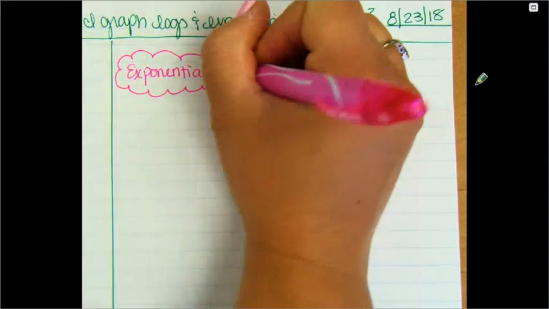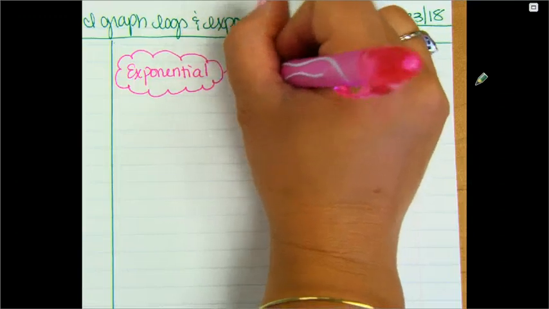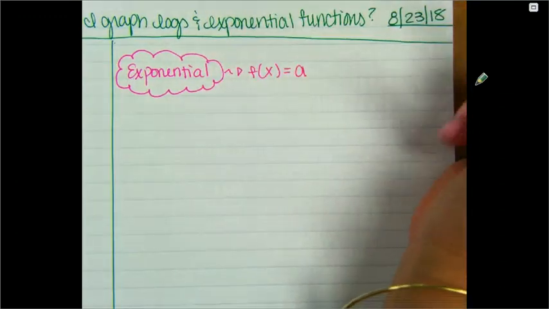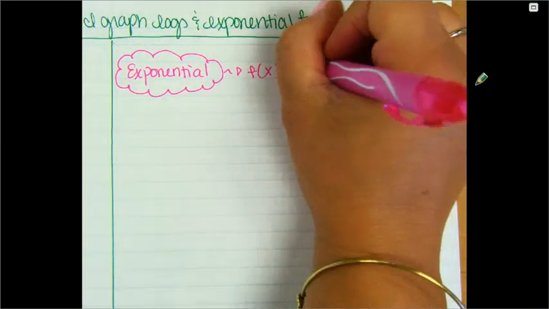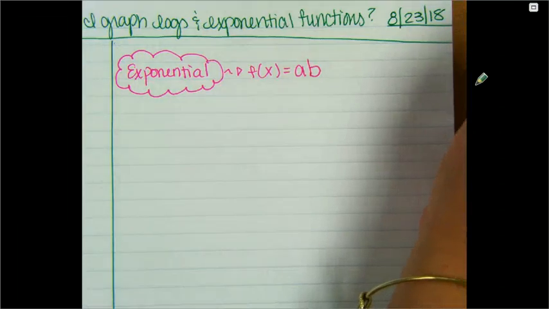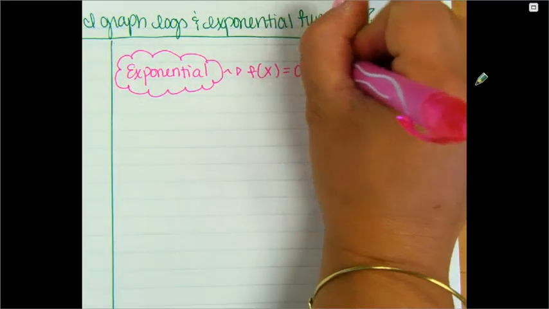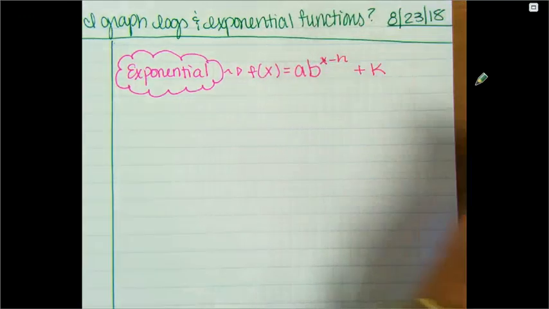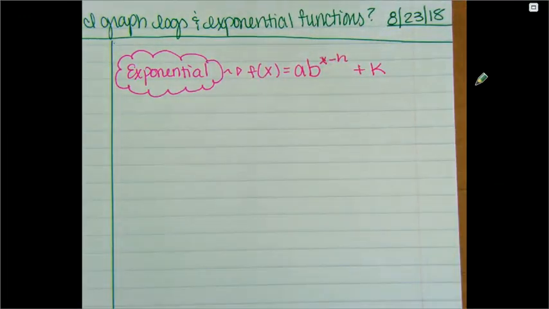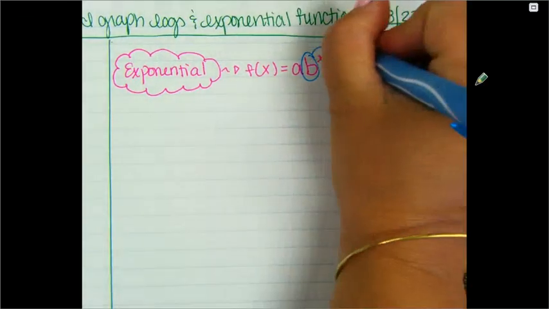Let's talk about an exponential. Your exponential is in the form of f of x equals a times what? Remember, we wrote it? B. Well, how do you know it's an exponential? What makes it special? The x is at your what? It's your exponent. So we have x minus h, and then we have the plus k over here, yes? B is your base.